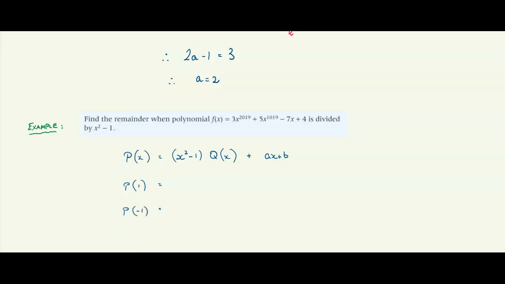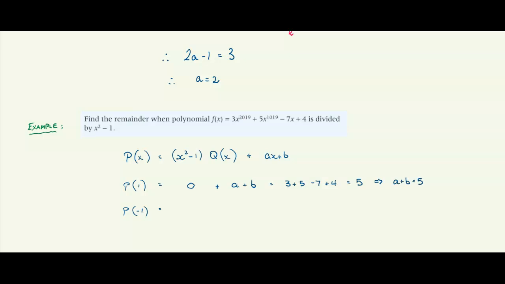So when x equals 1, we get 0 in here, and we get a plus b over here. So we're just left with a plus b, but by substituting 1 into my function, I can determine what my remainder is. So 3 times 1 to the power of 2019 is just 3, plus 5 times 1 to the power of 2019 is just 5, minus 7 times 1, plus 4. So 8 minus 7 is 1, plus 4 is 5. So out of that, I get that a plus b is equal to 5.